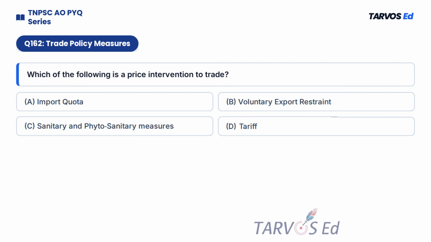Next question is on trade policy. Which of the following is a price intervention to trade? So, in trade, which makes intervention that is related to price? Because of this, the price of imported goods will be high. Option A, import quota. Option B, voluntary export restraint. Option C, sanitary and phytosanitary measures. And option D, tariff.